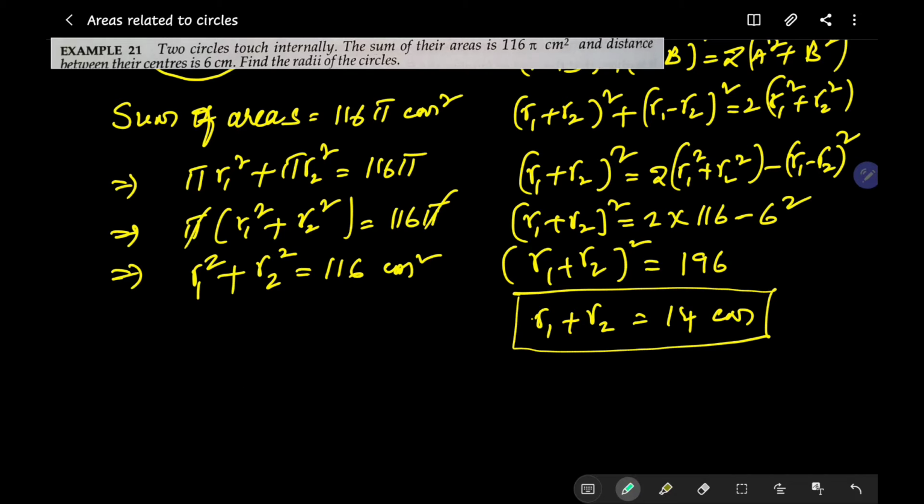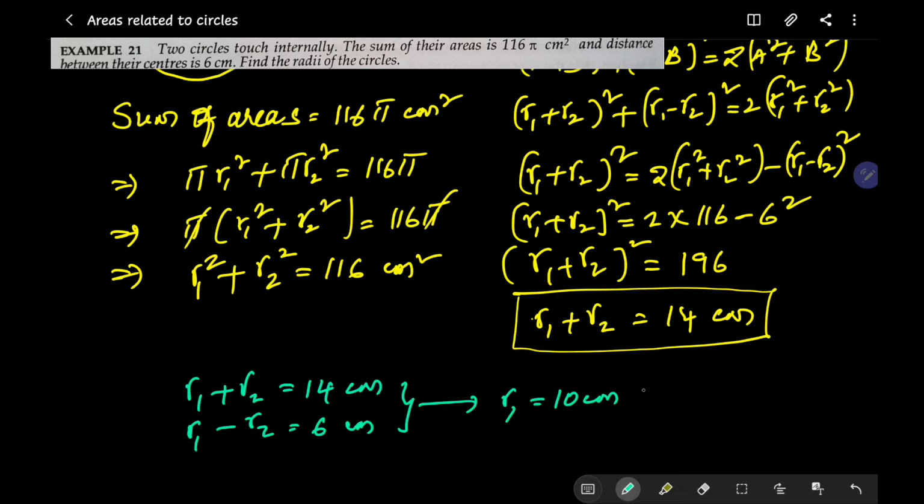Now by solving r1 minus r2 equal to 6 and r1 plus r2 equal to 14, we get 10 and 4 centimeters as the radii of the circles.